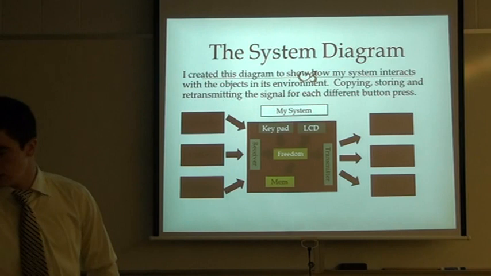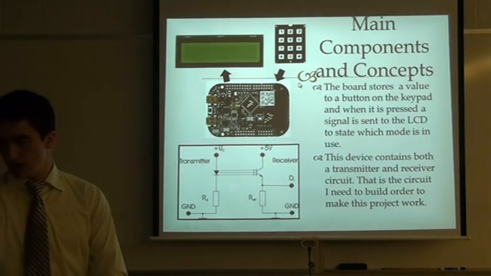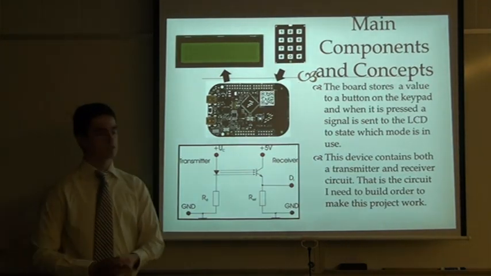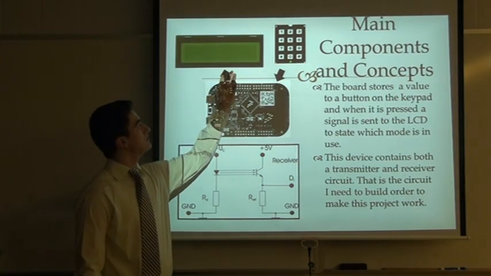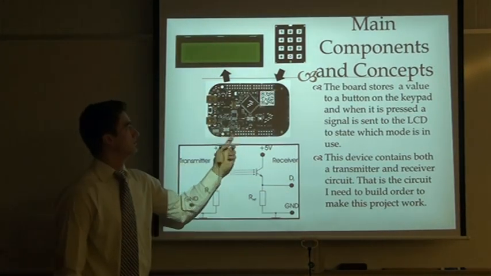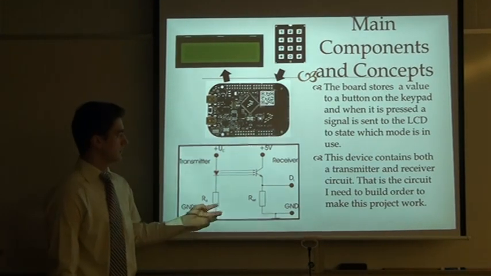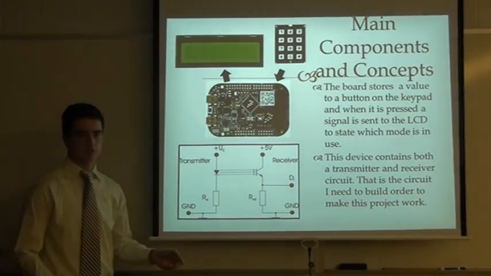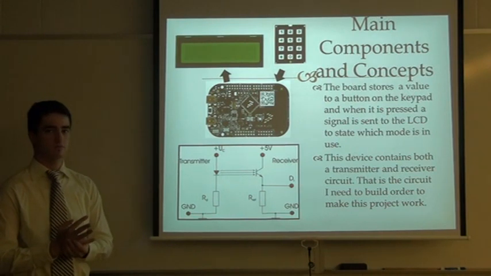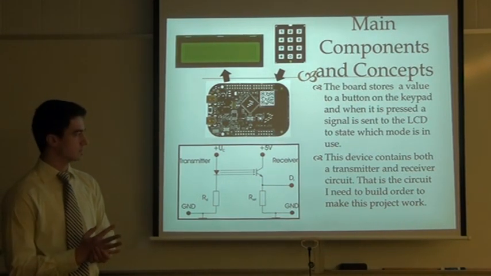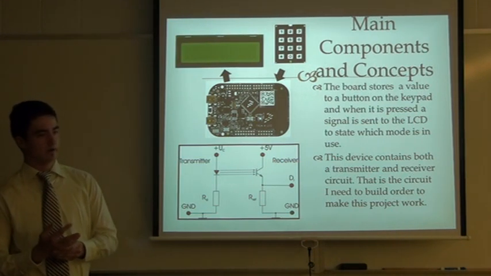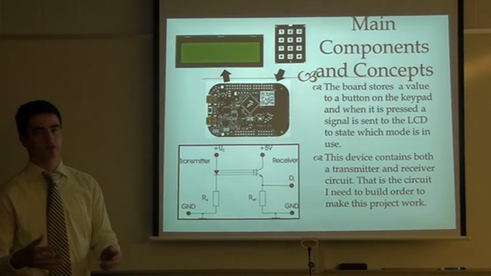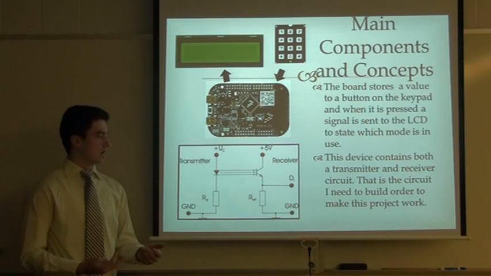So let's see here. The main concepts and components of my project, as I mentioned earlier, are the LCD, the keypad, the Freedom board, and my receiver-transmitter circuitry. The receiver-transmitter circuitry is fairly basic, and it doesn't require all that many different components to make it work.